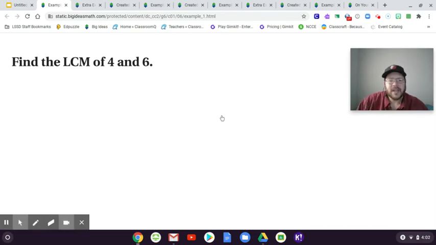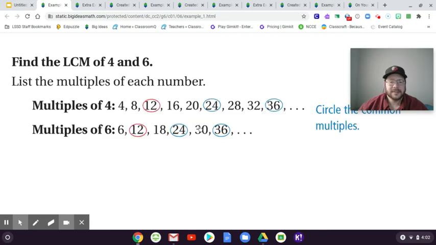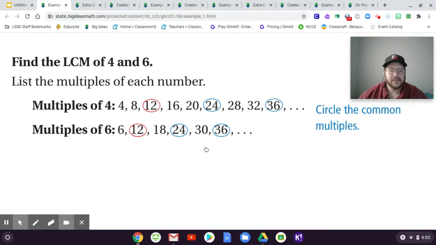Example 1, find the least common multiple of 4 and 6. One way to do this is to make a list of the multiples of each number. So what are the first few multiples of 4? Okay, and the first few multiples of 6 are 6, 12, 18, 24, and so on. What you would do is circle all of the common multiples. So 12 they have in common, 24 they have in common, 36.